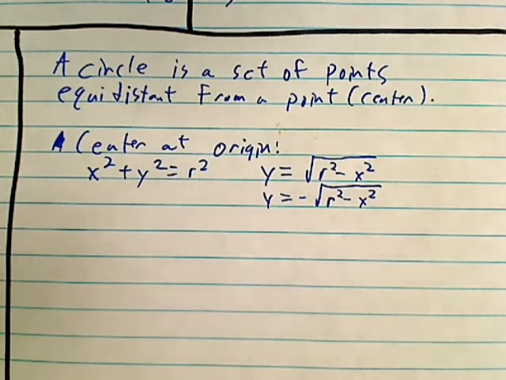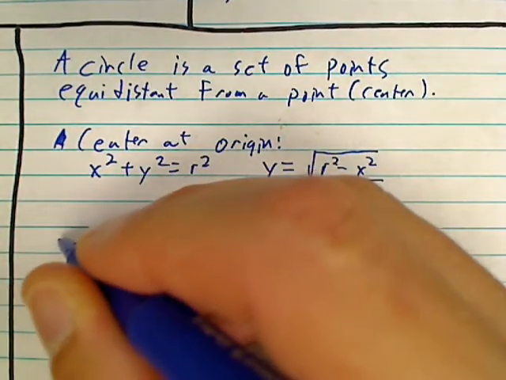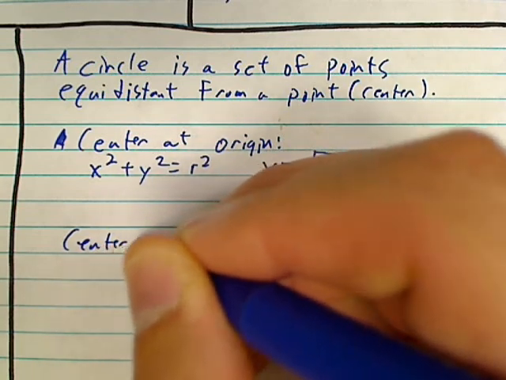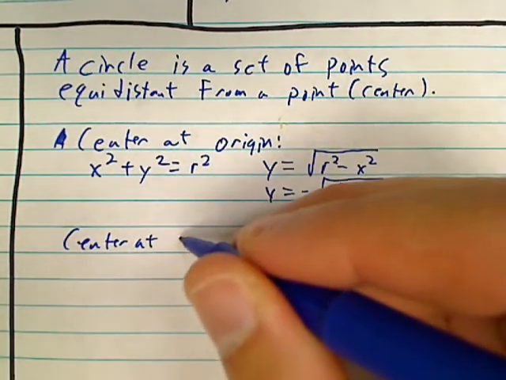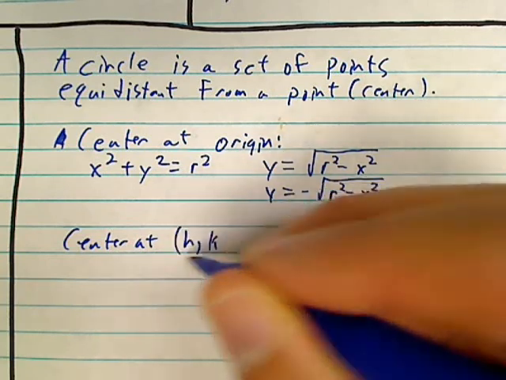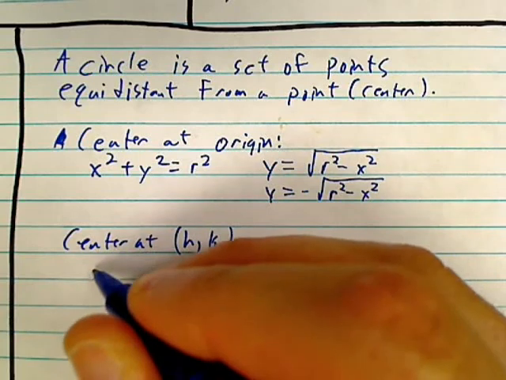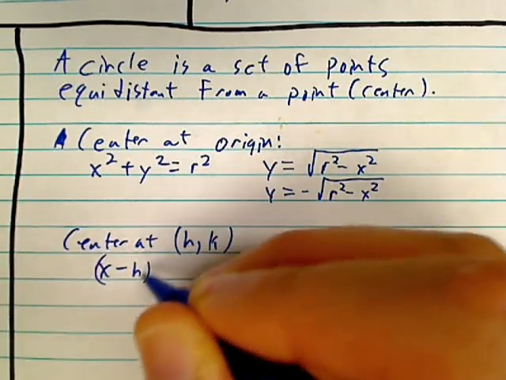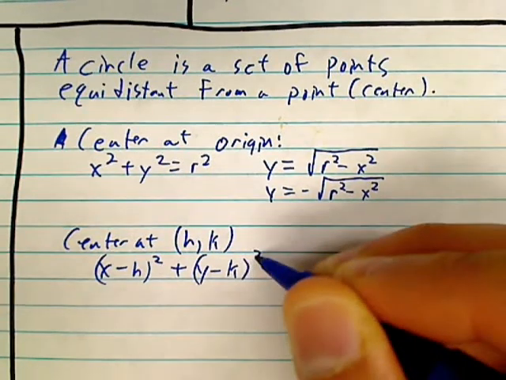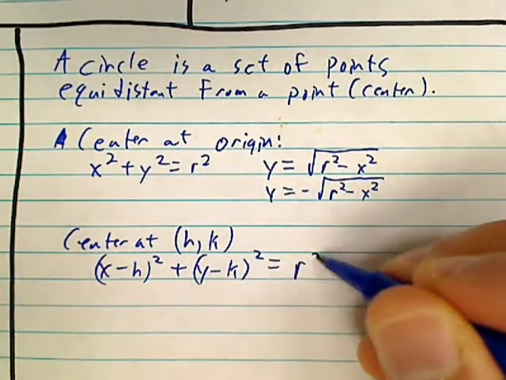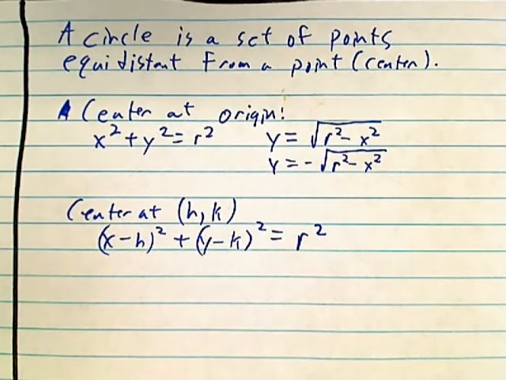Groovy. So in general, if the center is at (h, k), okay, so I'm now no longer at the origin, I'm at (h, k). Well, x minus h and y minus k. (x minus h) squared plus (y minus k) squared equals r squared. And that is a general equation of any circle.